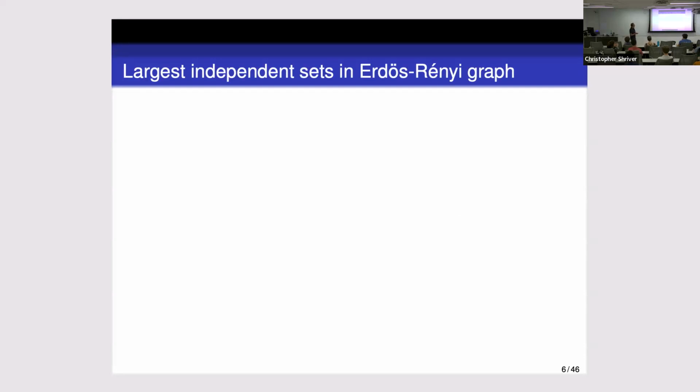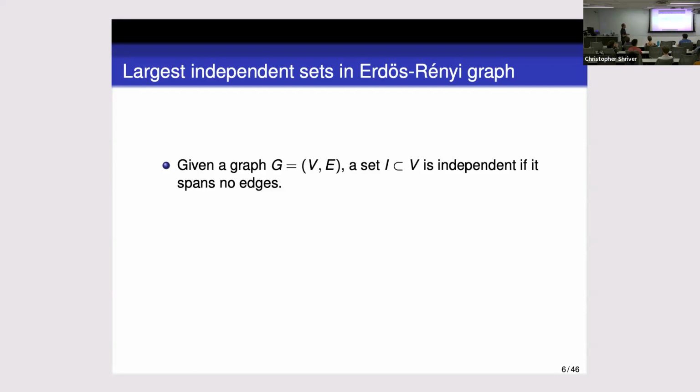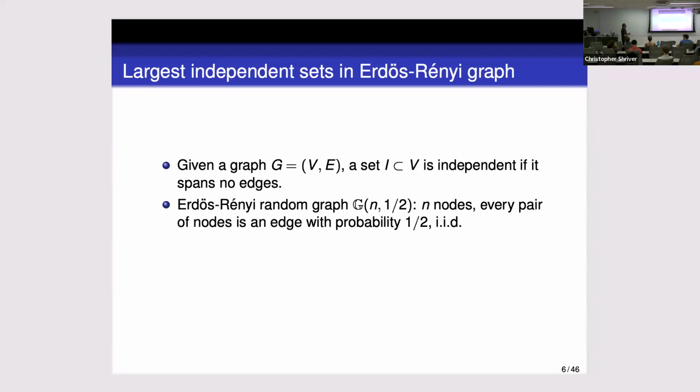Let's consider what is known as the largest independent set in the Erdős-Rényi graph. So just to remind you what an independent set is, it's just, in a graph, a collection of nodes such that they span no edges, right? So it's a bunch of nodes, no edges in between. We're going to look at the Erdős-Rényi graph.